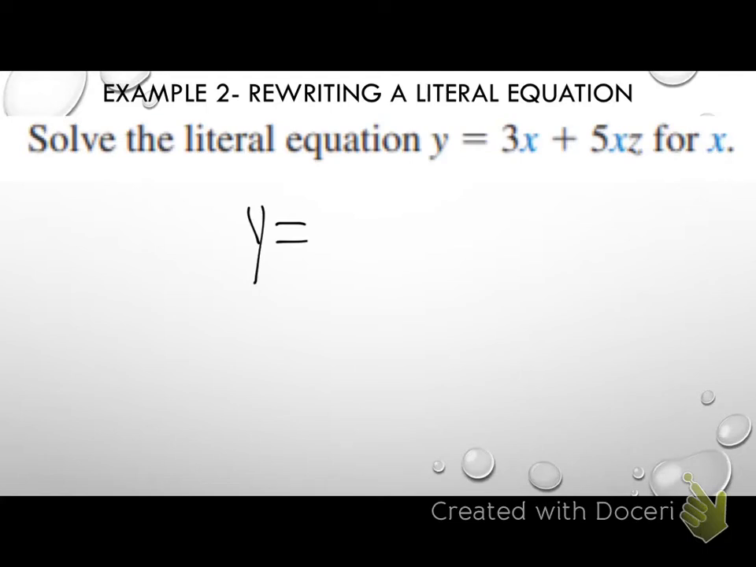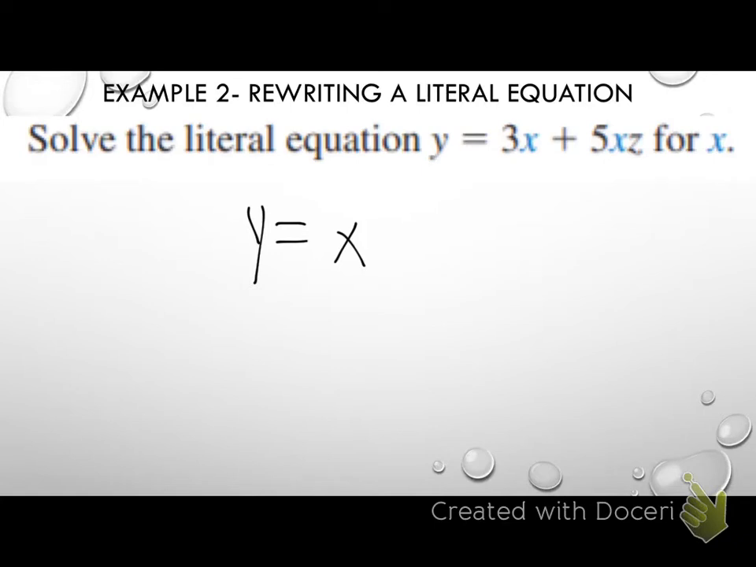So, looking at the 3 and the 5, is there a number besides 1 that goes into 3 and 5 at the same time? That goes into them. Not that they go into. Besides 1. No. So I can't factor anything out from those two numbers. Do they have an x in common? Yes. So I'm going to do what we call factoring out an x. Do they have any z's in common?